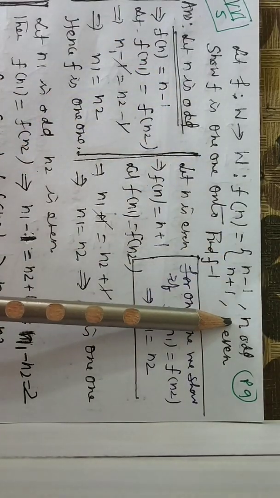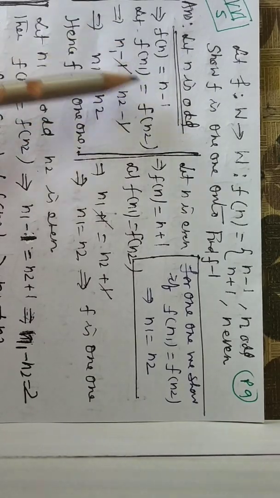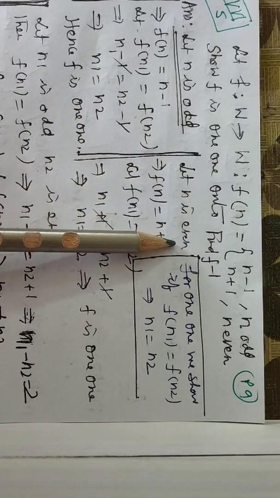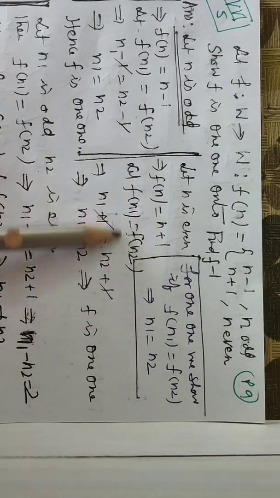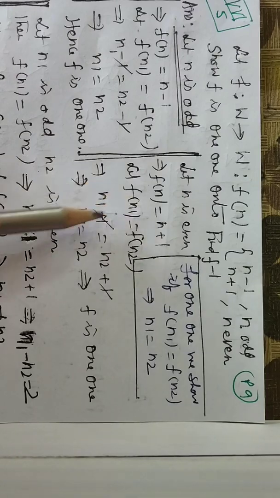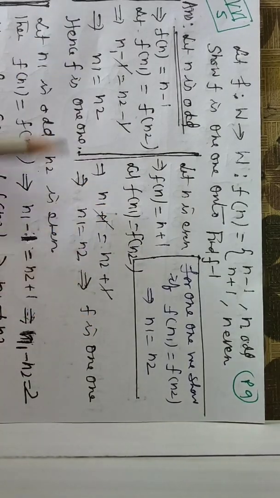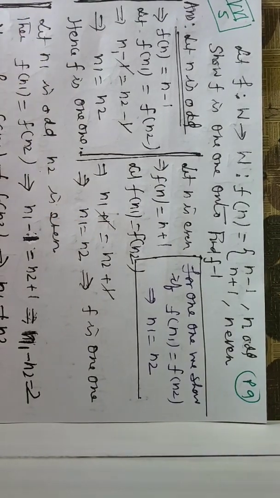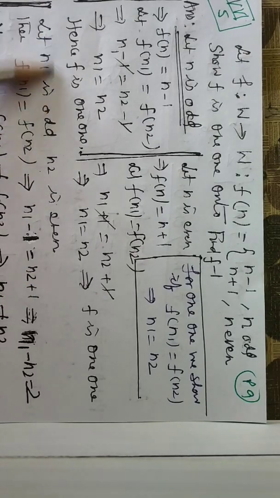If f(n1) is equal to f(n2), then for odd, n1 minus 1 is equal to n2 minus 1, 1 cancels, n1 is equal to n2. If n is even, then f(n) is equal to n plus 1. So if f(n1) is equal to f(n2), then n1 plus 1 is equal to n2 plus 1, 1 cancels, n1 is equal to n2. So f is one-one. If you are interested in the third case, otherwise if you are feeling problem, you can remove the third case.